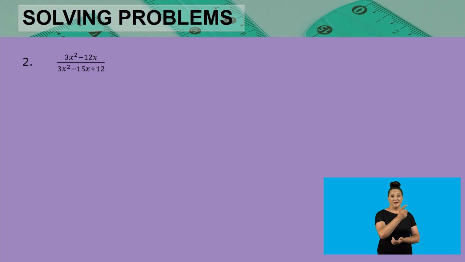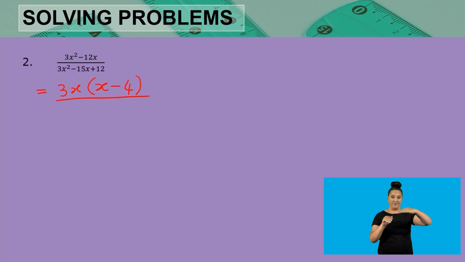So we have there 3x squared minus 12x as the numerator, and as the denominator we have 3x squared minus 15x plus 12. Now, in each of them, we can actually take out the common factor. And I hope you noticed that. So let's start with the numerator. The common factor there with the numerator is 3x. And then when we take out 3x there, we are going to say 3x squared divided by 3x. That is going to leave us with just x. We are subtracting there. Then we are going to say 12x divided by 3x. That is going to leave us with our 4.